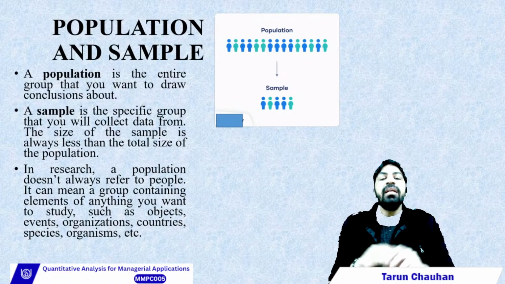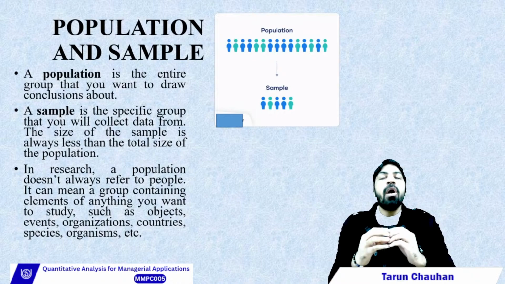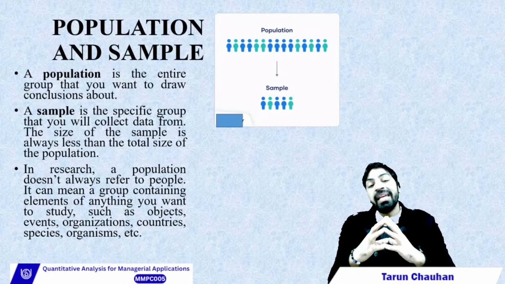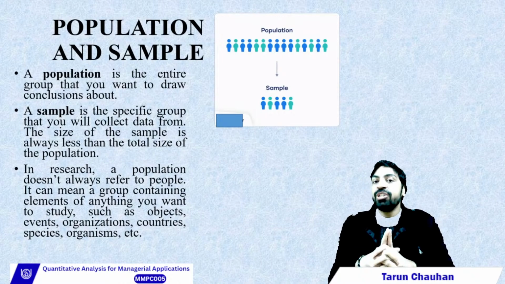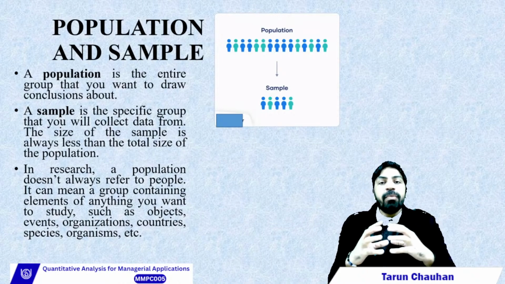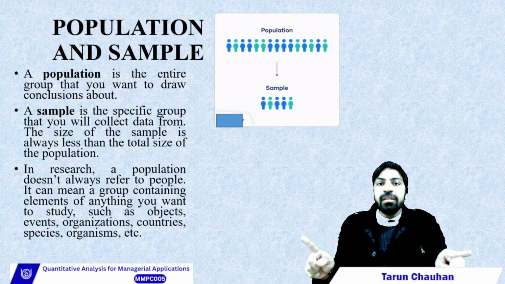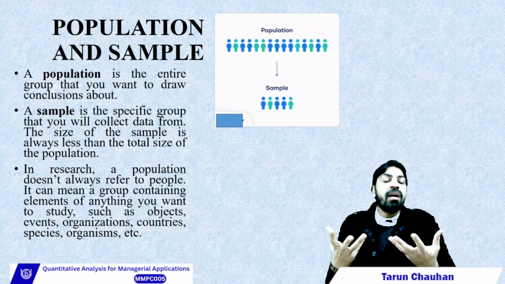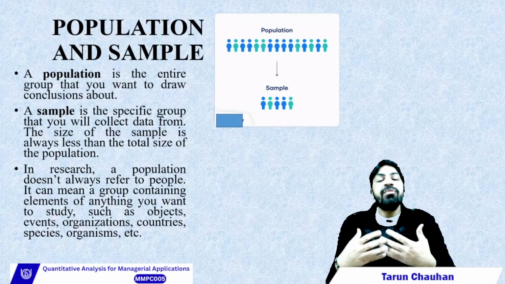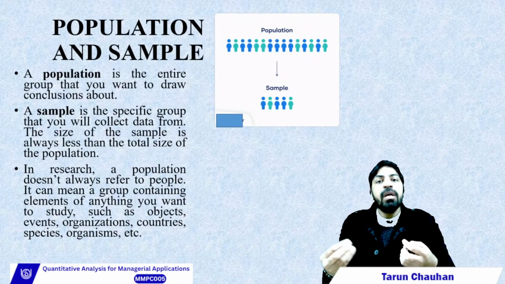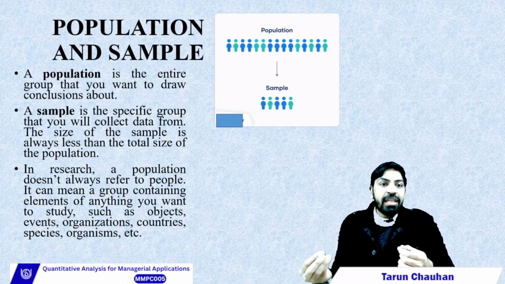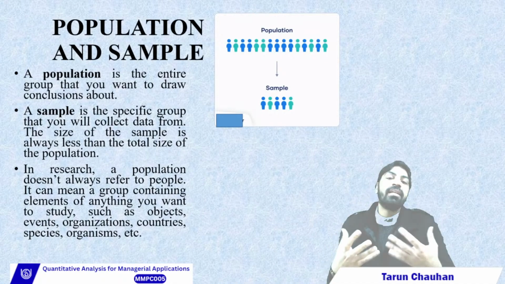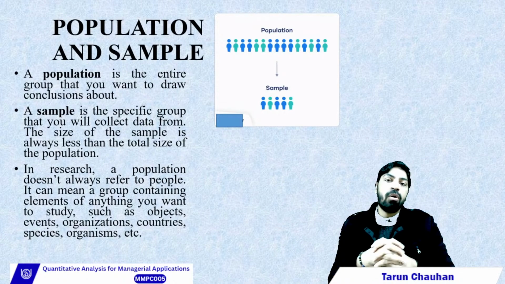So basically, the size of the sample is always less than the total population. And that is a major difference between the population and sample, where the population refers to the entire group about which a particular individual wants to conclude, but a sample refers to a specific group or a subset of the population from which a particular researcher would like to collect the data.